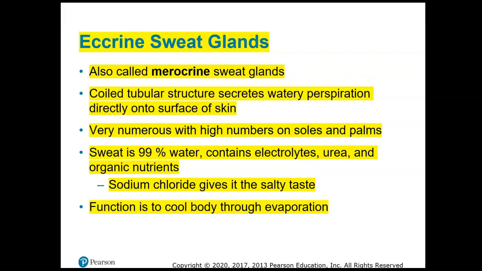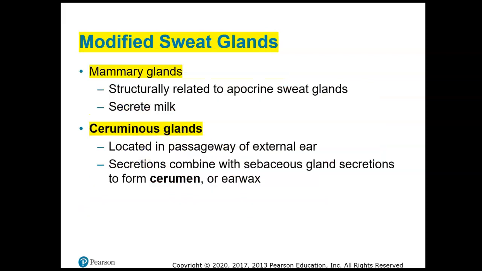Eccrine or merocrine sweat glands produce this watery sweat that you secrete because you're hot or because you're exercising. You have these on the soles of your feet, the palms of your hands, and you also have them kind of scattered throughout your skin. The sweat is 99% water, but it also contains electrolytes, urea, which is a waste, and some organic nutrients. And the function of the eccrine sweat glands is to cool the body.